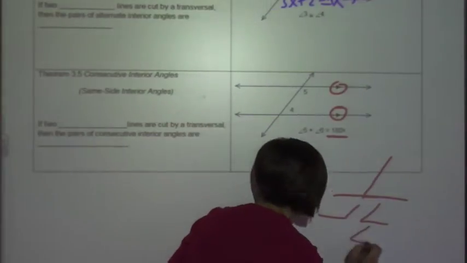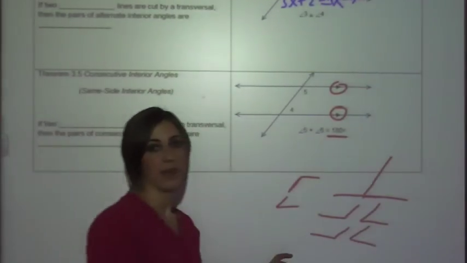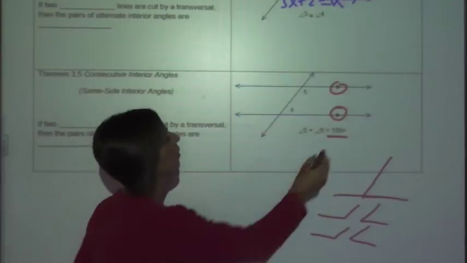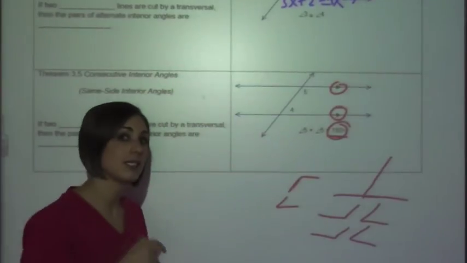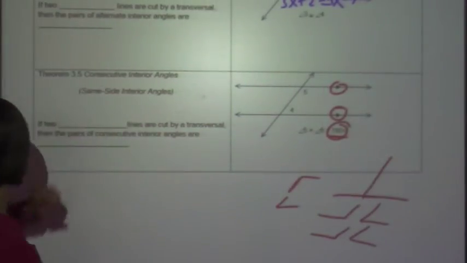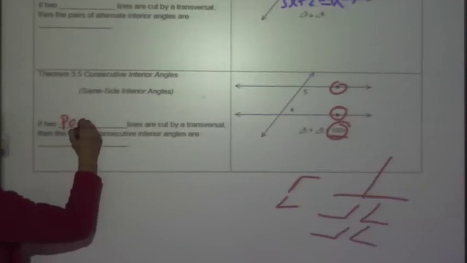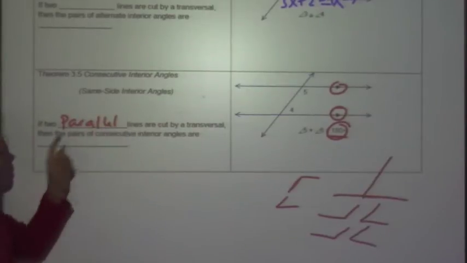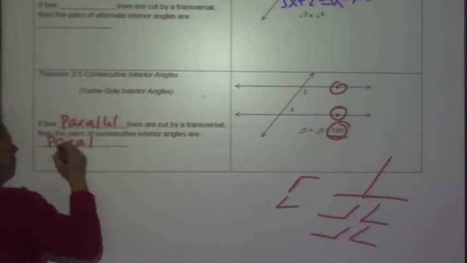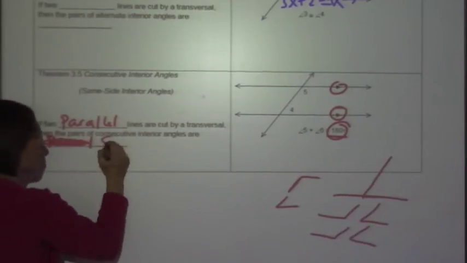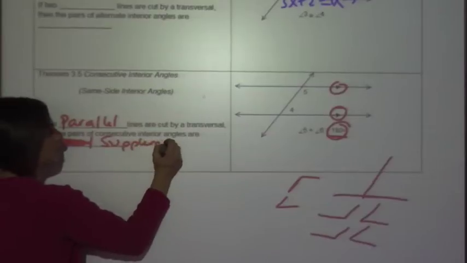This one's itty bitty. This one's biggy biggy. So they can't be equal. They're going to have a sum of 180. They're going to be supplementary. So if you have two lines that are parallel, and those two parallel lines form consecutive interior angles, then those consecutive interior angles are supplementary, not parallel.